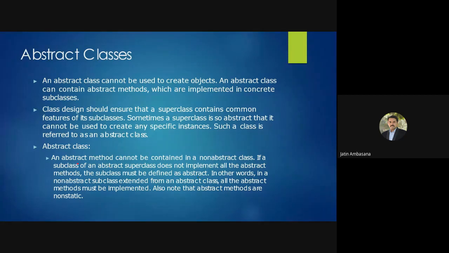So make sure that an abstract method cannot be contained in a non-abstract class. If you declare an abstract method in a non-abstract class and you don't implement it, you have to make it an abstract class anyhow. And if a subclass of an abstract superclass does not implement all of the abstract methods, then the subclass also must be defined as abstract.